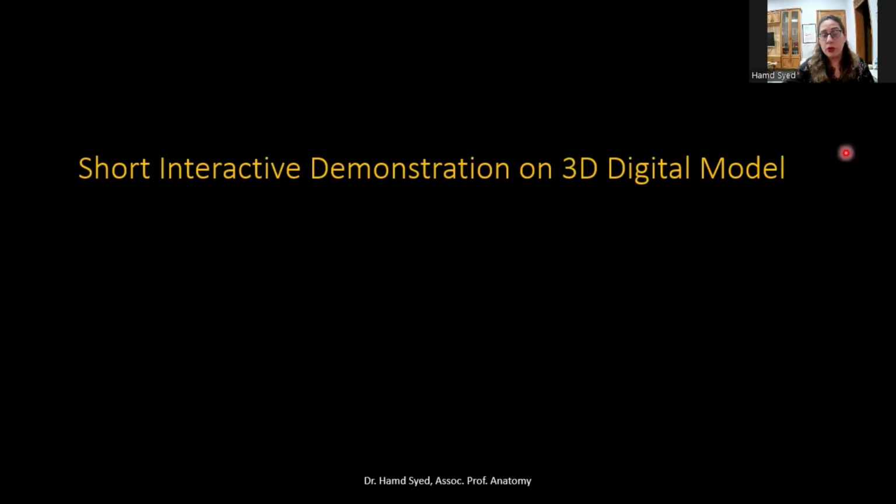Now I'm going to give a short demonstration of the brachial plexus in relation to the upper limb on a 3-dimensional digital model, so we can understand the placement of these different parts of the brachial plexus and the arrangement of the branches and the nerves within the brachial plexus.